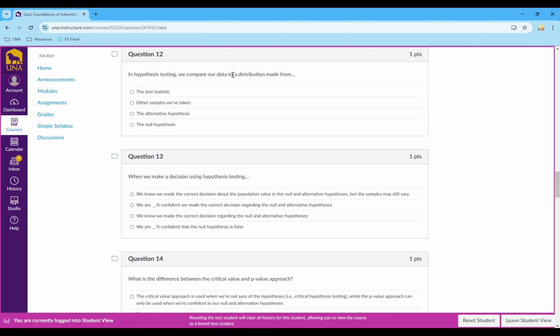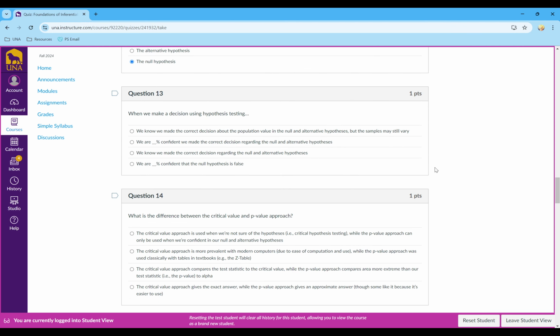Hypothesis test, we compare our data to a distribution made from, okay, test statistic, other samples we've taken, the alternative hypothesis. Oh, I see. So what is the distribution we're comparing to? It's the distribution from that null hypothesis. So essentially, we look at the distribution from our default belief and say, how well do our data align with our default belief?